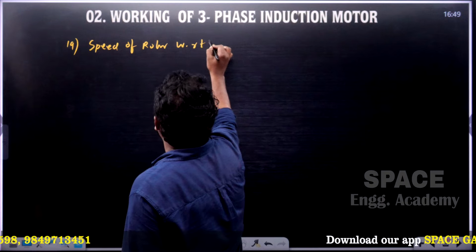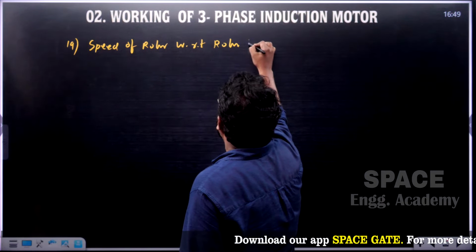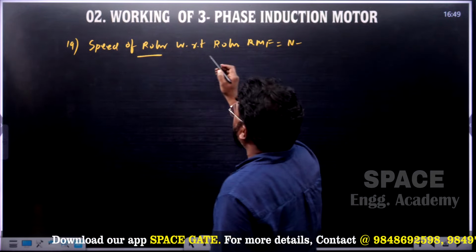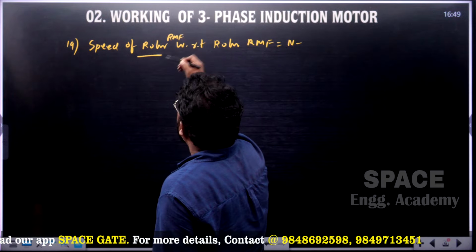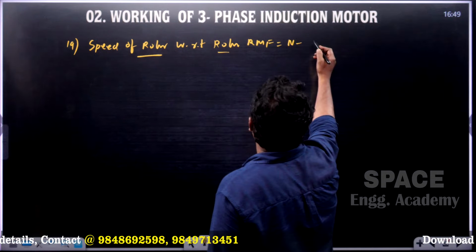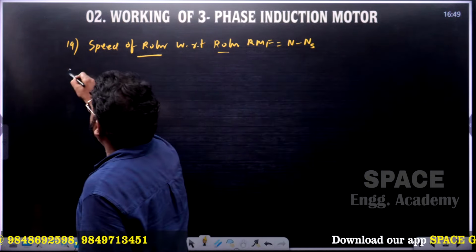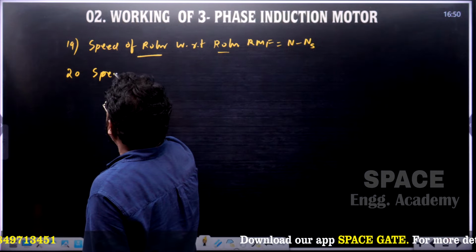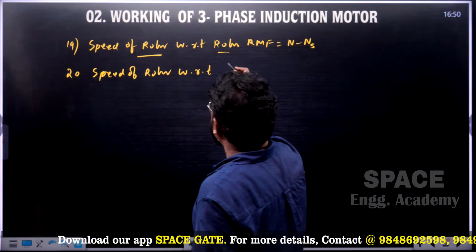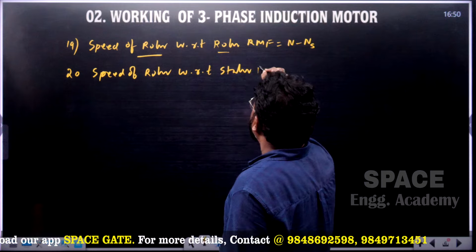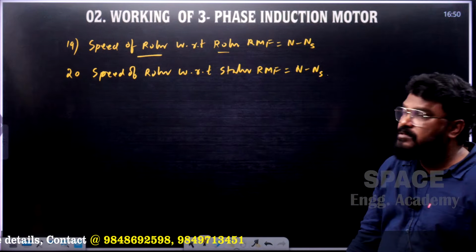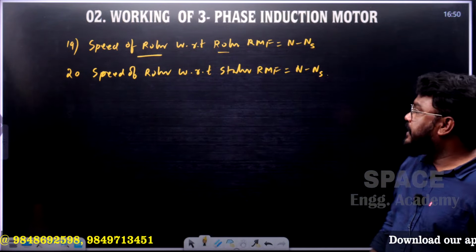Another possibility of the question, the 19th one: speed of the rotor with respect to the rotor RMF, so that is n minus ns. And one more: speed of the rotor with respect to the stator RMF is also equal to n minus ns value. So this type of question we can expect from this concept.